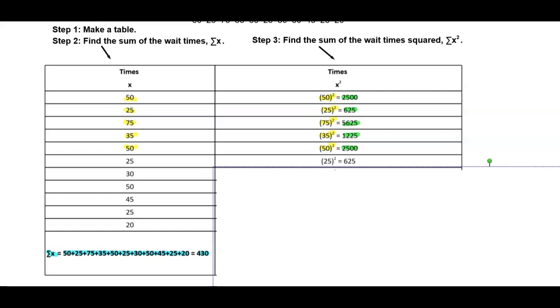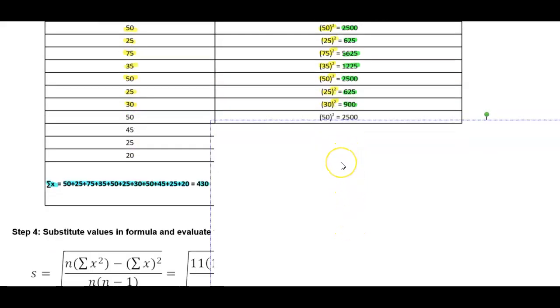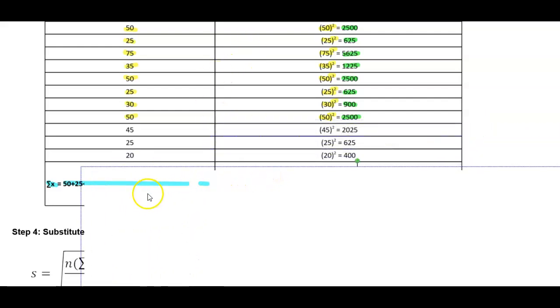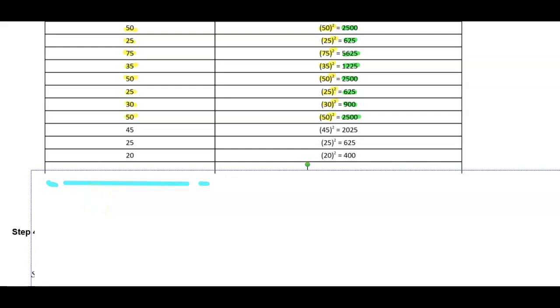Again, we know some of these are repetitive, so 25 squared gives us 625. 30 squared gives us 900. And then 50 squared gives us 2,500. And then let's finish that up. So we have 45 squared gives us 2,025. 25 squared gives us 625. And 20 squared gives us 400.